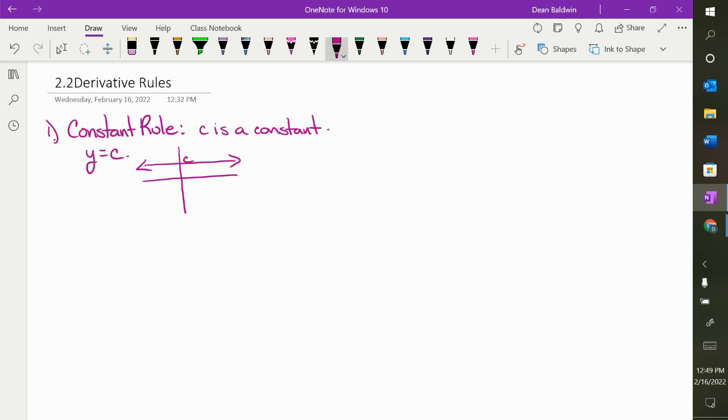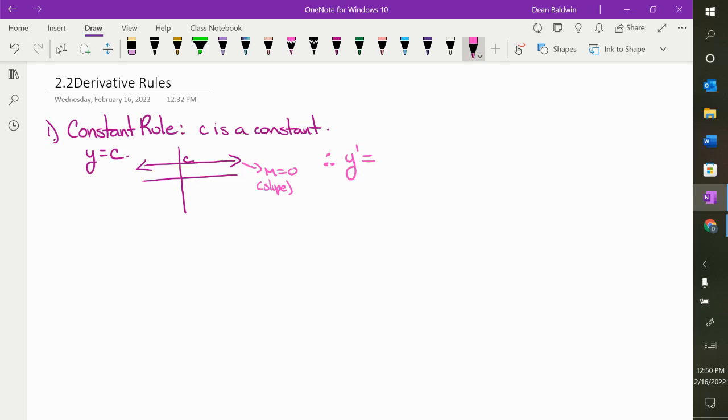What's the slope of that line? This is a line with slope 0. When I write m, does everybody know I mean slope? That's what I mean. The slope is 0. Therefore, if the flat line has a slope of 0, and I say y is equal to c, what does y prime equal?